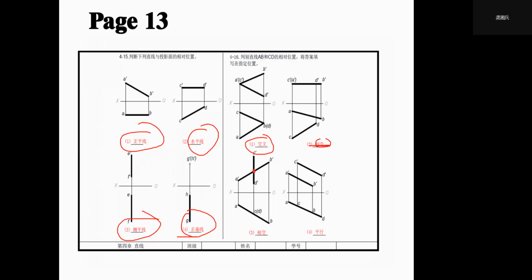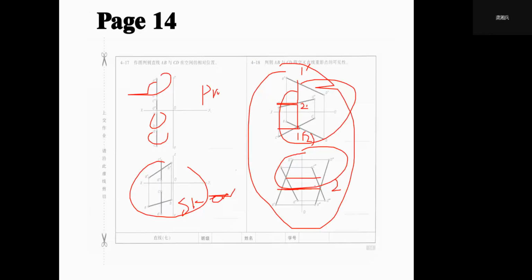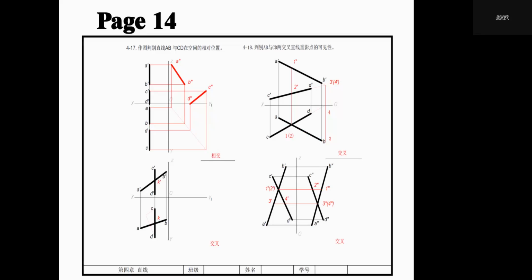This point is only 1 point. This one also belongs to AB, also belongs to CD. It's the same point. But for this one, it belongs to CD, and another one belongs to AB. It's not the same point. So there are two. So this is the accumulate point of skew lines, and the difference from intersecting lines. Oh, this is the answer.